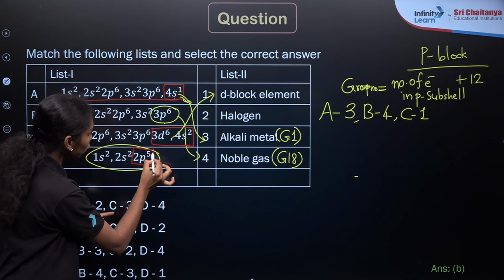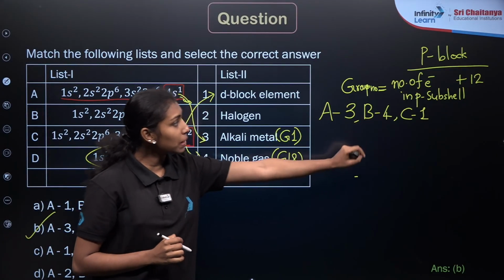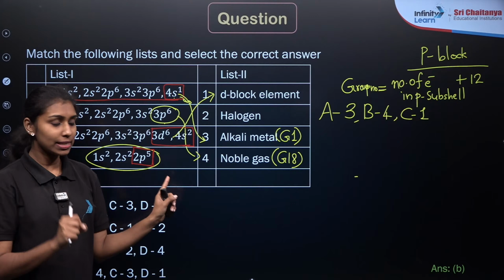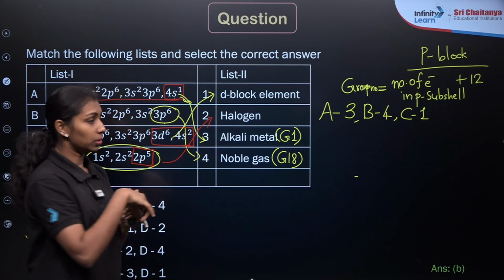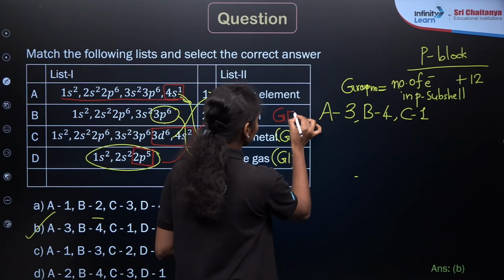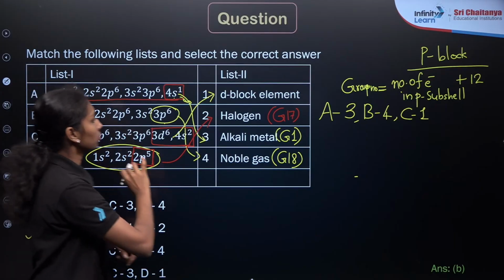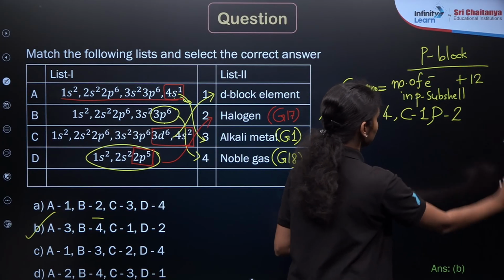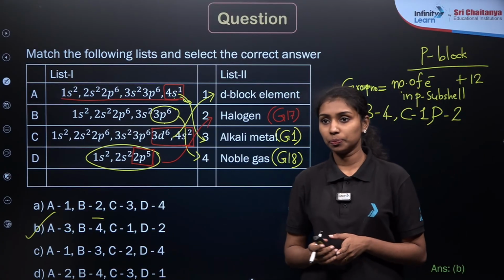Now, what about the group number in the case of a p block element? Add the number of electrons in the p subshell plus 12. Here it is 5. 5 plus 12 means it is a group 17 element, right? Group 17 elements are commonly known as the halogens. Clear? So D will go with 2. So option B will be our correct answer.